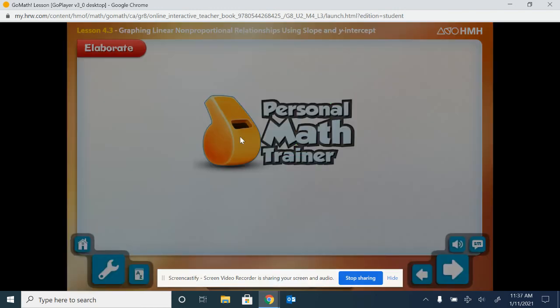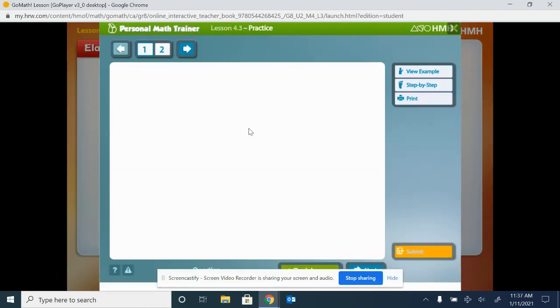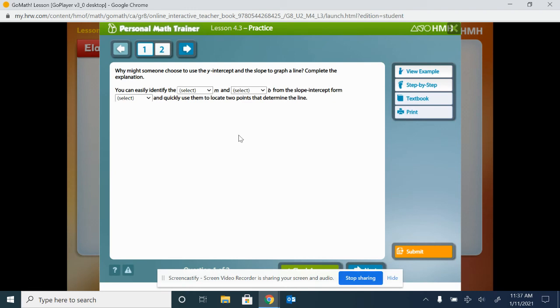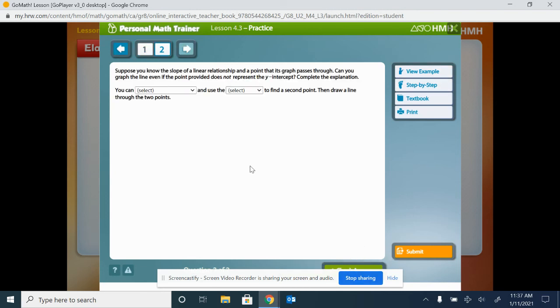Now let's practice. It says, why might someone choose to use the y-intercept and the slope to graph a line? Complete the statement, the explanation. You can easily identify the y-intercept. Oh no, m represents the slope. The slope m and the y-intercept b for the slope-intercept form, which is the equation y equals mx plus b, and quickly use them to locate 2 points that determine the line, okay? Then go to the next one.